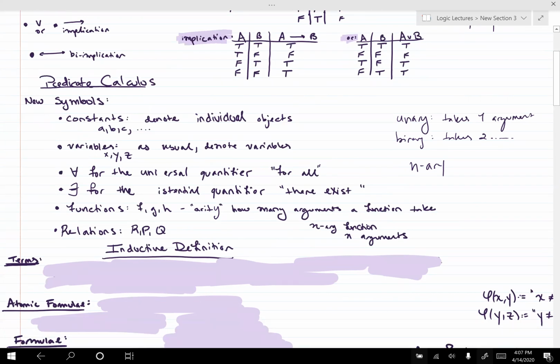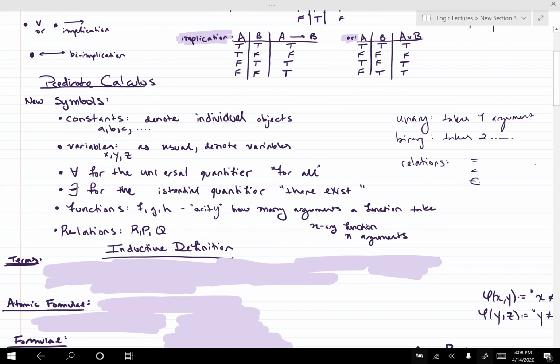And relations, which are also n-ary. So we use capital R, P, and Q to denote relations abstractly, but the relations that you're used to are equality, less than, is contained in. In the beginning, we'll be working a lot with binary relations. So for now, just relations between two things.